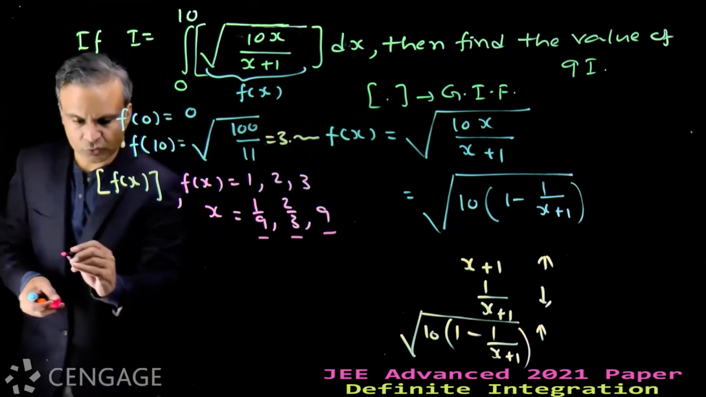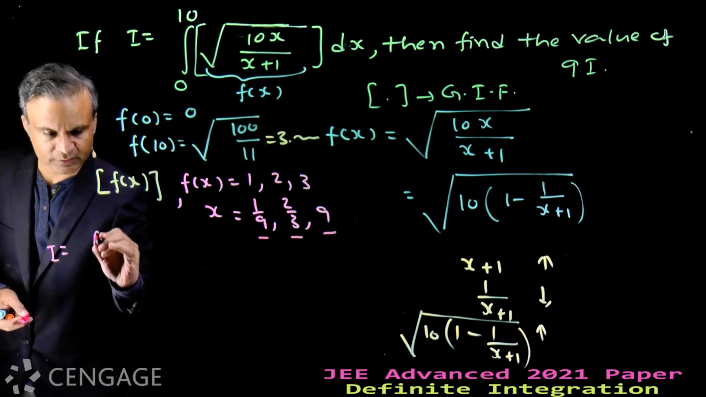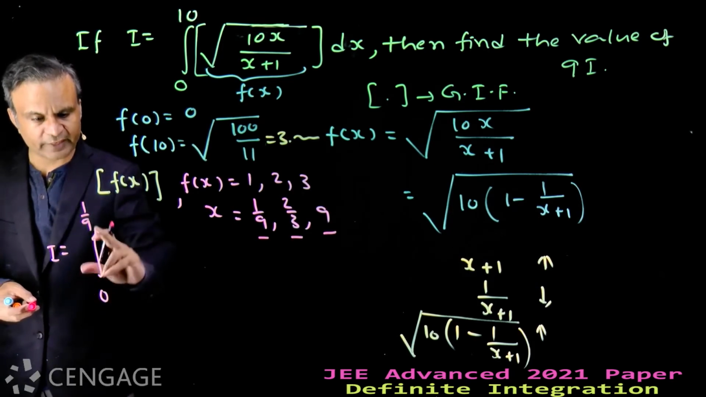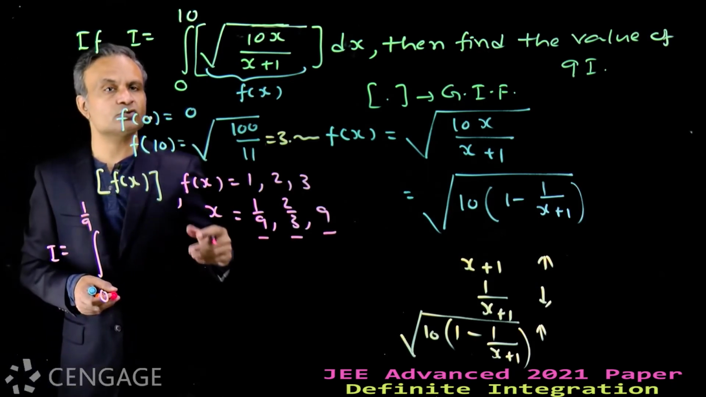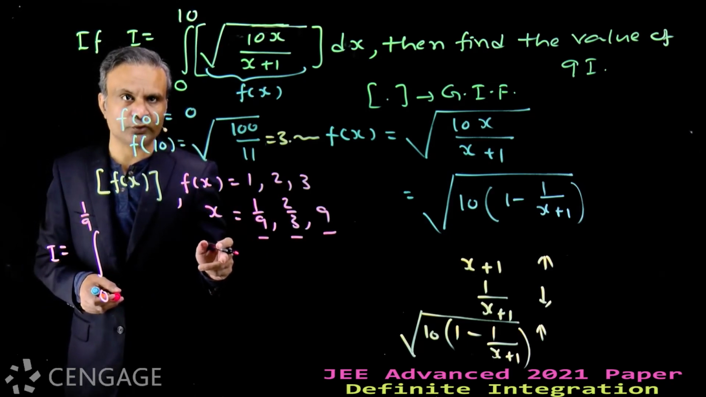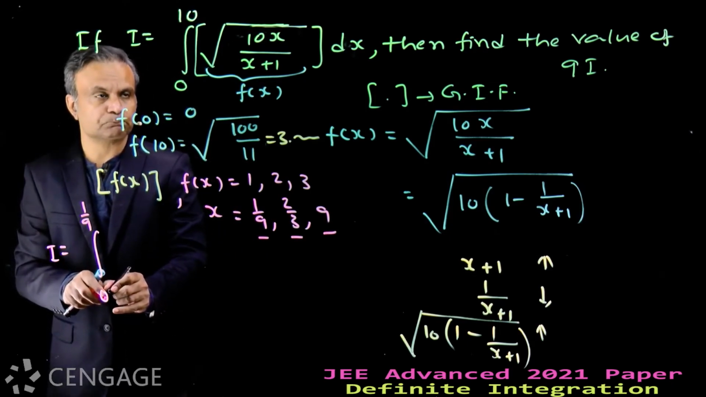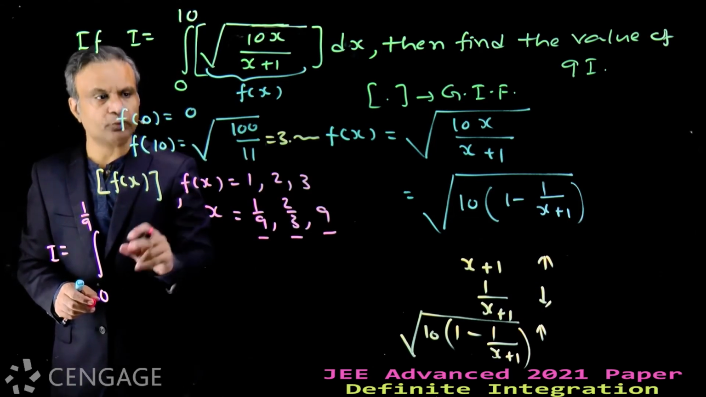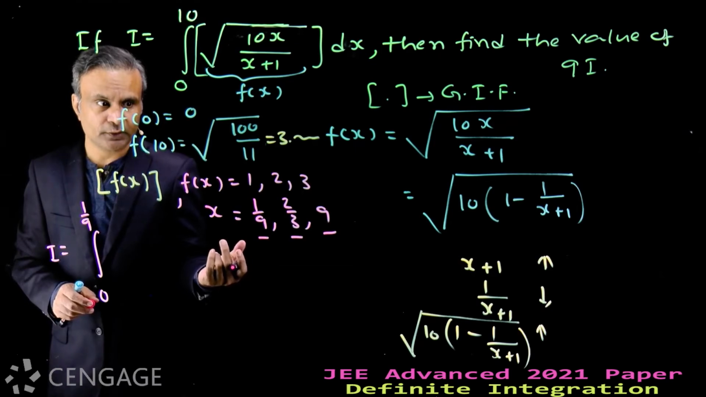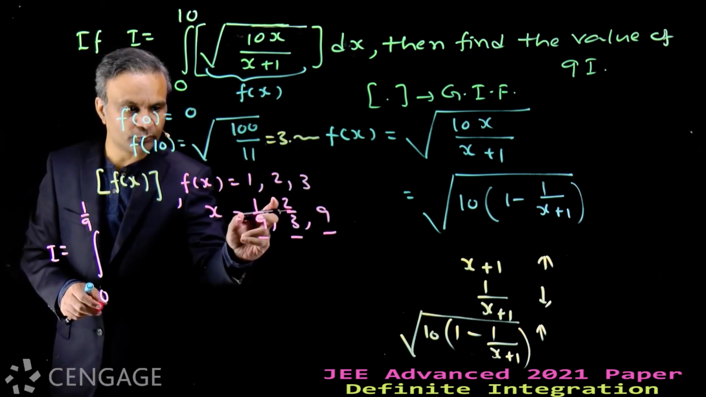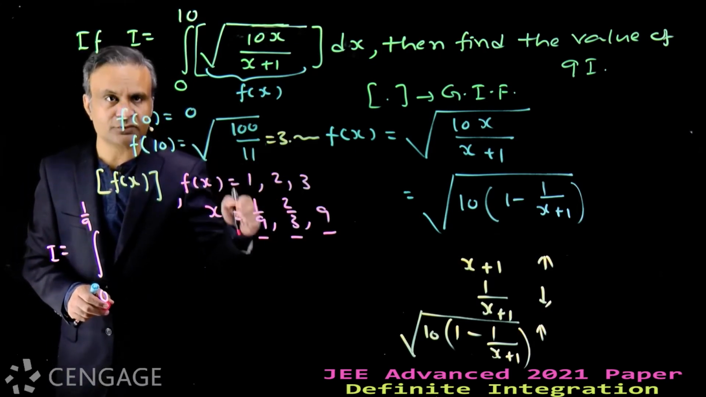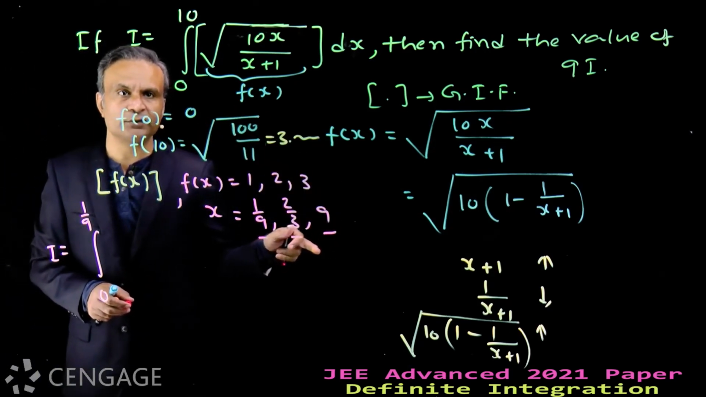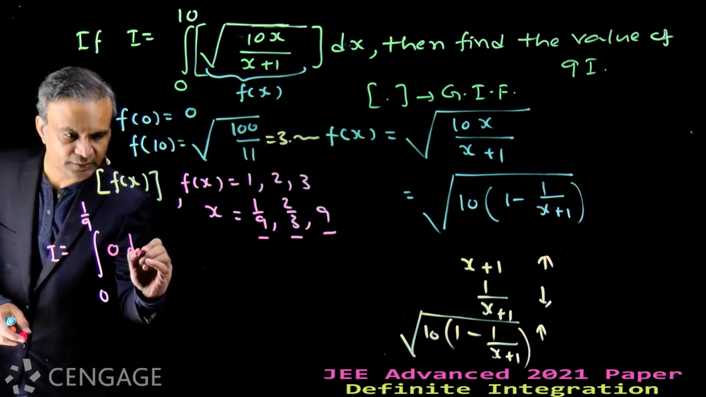So I becomes, I is equal to, first we have limits 0 to 1 upon 9. When x belongs to this interval, f x belongs to open interval 0 to 1. F of 0 is 0, f of 1 upon 9 is 1. For f x is equal to 1, we are getting x is equal to 1 upon 9, means f of 1 upon 9 is 1. For these values of x, f x belongs to open interval 0 to 1, so its greatest integer will be 0.